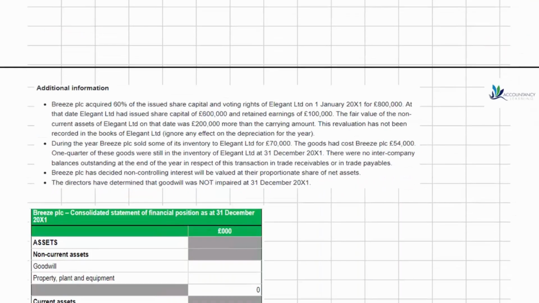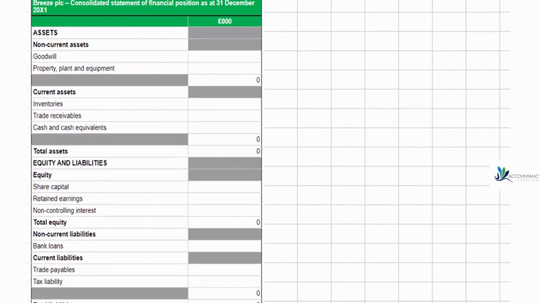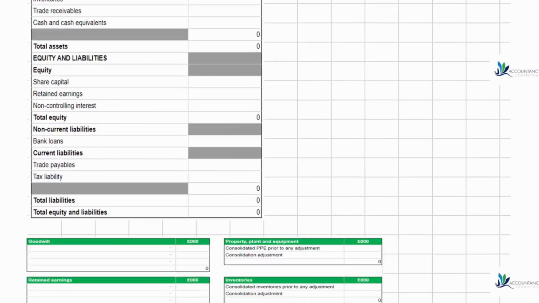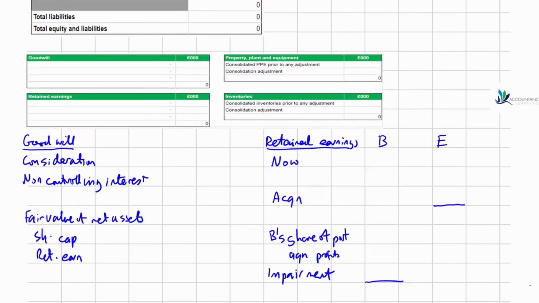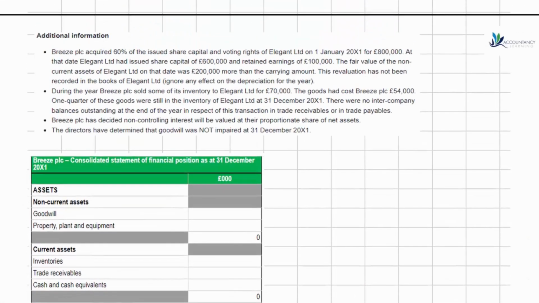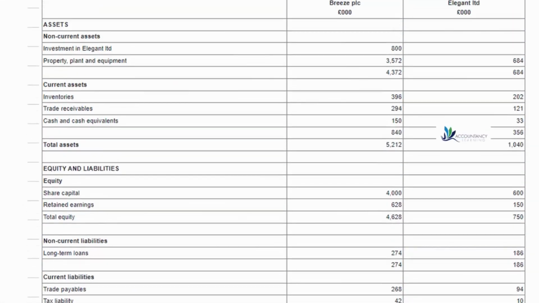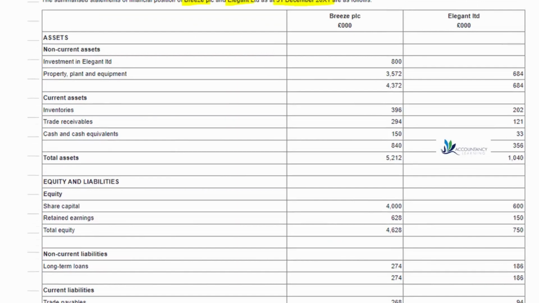What we'll need to do is set up our statement of financial position using all the headings that they've given us in the question. It's going to be quite difficult for you to update all of this information in the exam software, so we need to replicate all of these headings that they've given us in the question on the scrap paper. And then we'll also need to set up our workings as well. Having done that, what we can do now is start to transfer all the information they've given us in the question and put it into our answers.